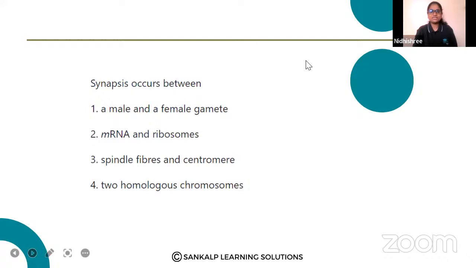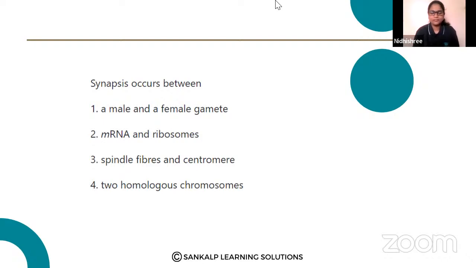Next, synapsis occurs between synapses. A male and a female gamete, mRNA and ribosomes, spindle fibers and chromosomes, two homologous chromosomes. Where can you see synapses? Very good. The quick answer is given by Lohit as option D.